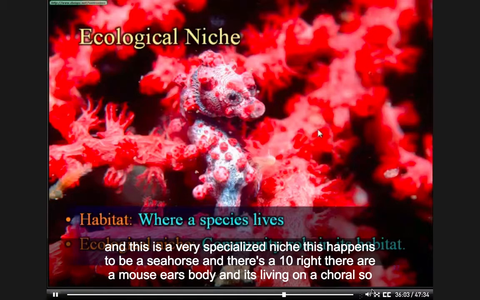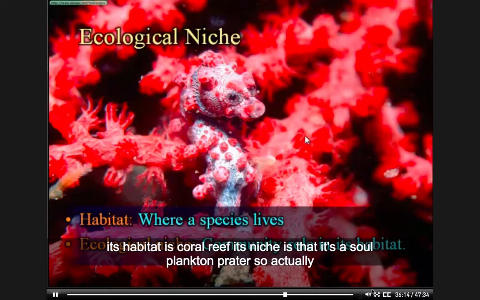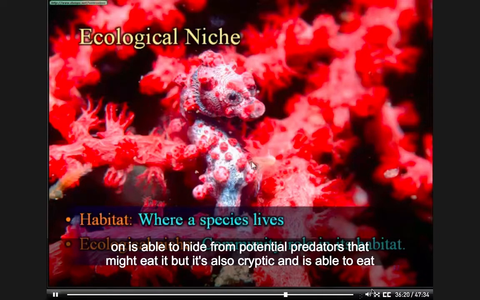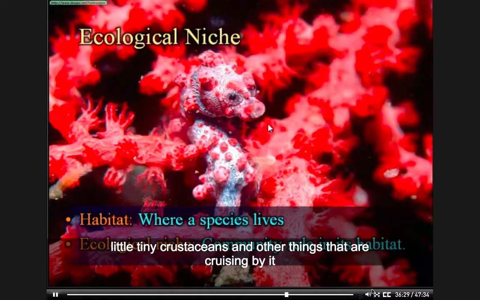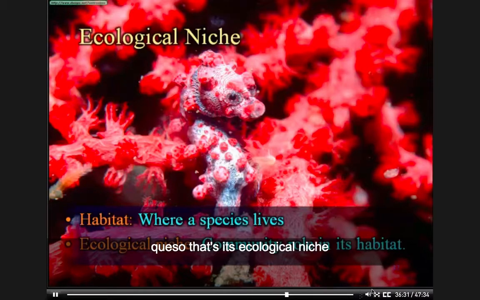And this is a very specialized niche. This happens to be a seahorse, and there's its head right there, eye, mouth, here's its body, and it's living on a coral. So its habitat is coral reef. Its niche is that it's a zooplankton predator. So it actually is able to hide from potential predators that might eat it, but it's also cryptic and is able to eat little tiny crustaceans and other things that are cruising by it. Okay, so that's its ecological niche.